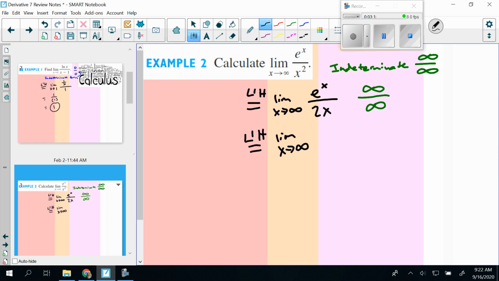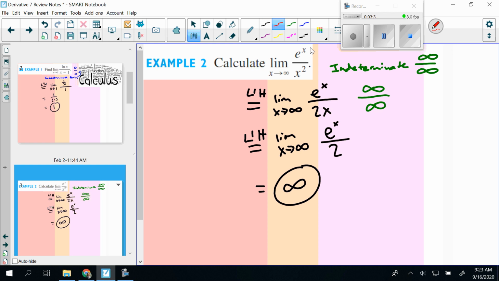As long as you have an indeterminate form, you can keep doing L'Hôpital's rule. So the derivative again would be e to the x. On the bottom, we just get 2. Now we do not have infinity over infinity. The top's still going to go to infinity, and the bottom's just going to be 2. Infinity divided by 2 is just a very large number, so this limit is going to go to infinity.